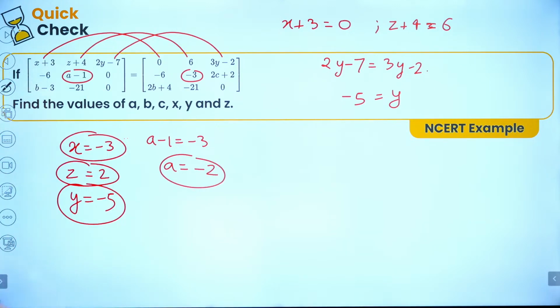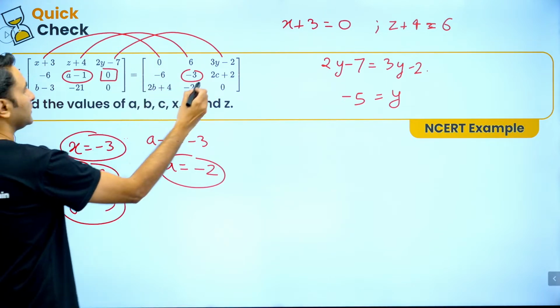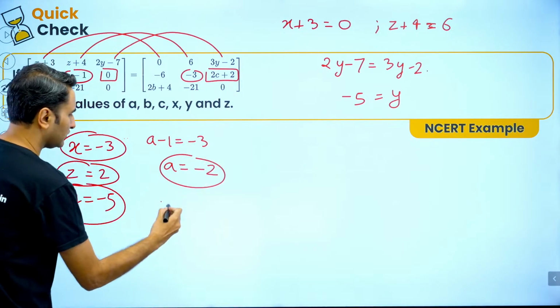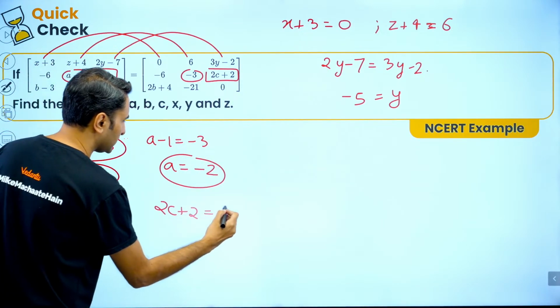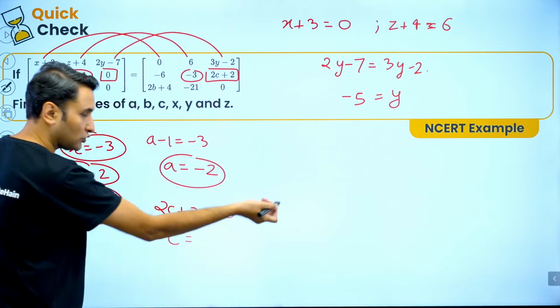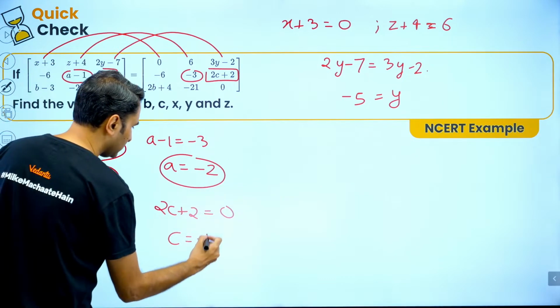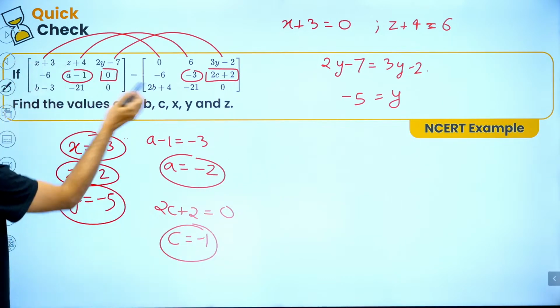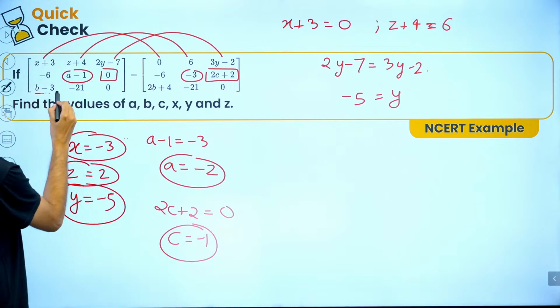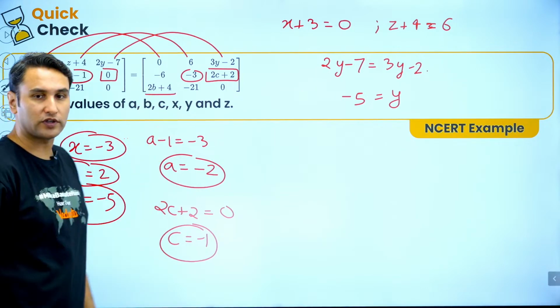What is left? Minus 21 same, 0, 0 same, 0 is equal to 0 must be equal to 2c plus 2 and so on. You can do it. 2c plus 2 is equal to 0. So c must be equal to, 2 goes that side, minus 2, minus 1. C is minus 1 and similarly b minus 3. B minus 3 is equal to 2b plus 4 and you can solve it.